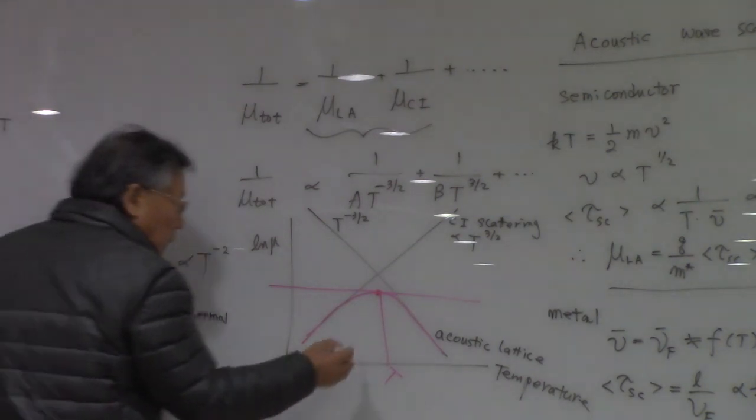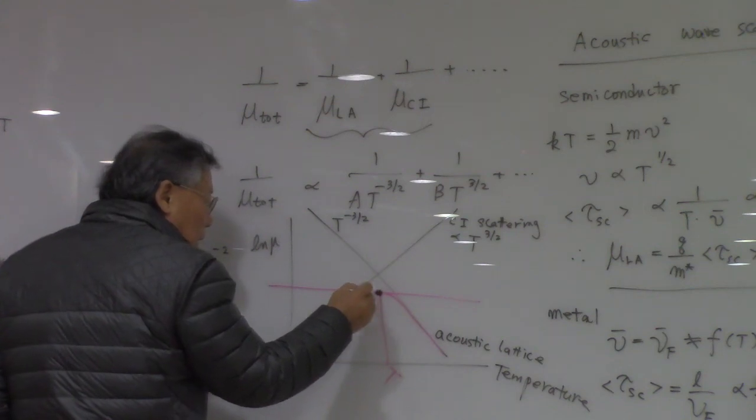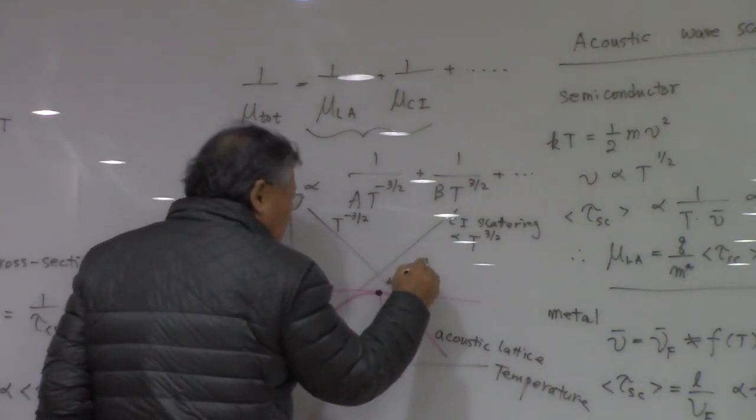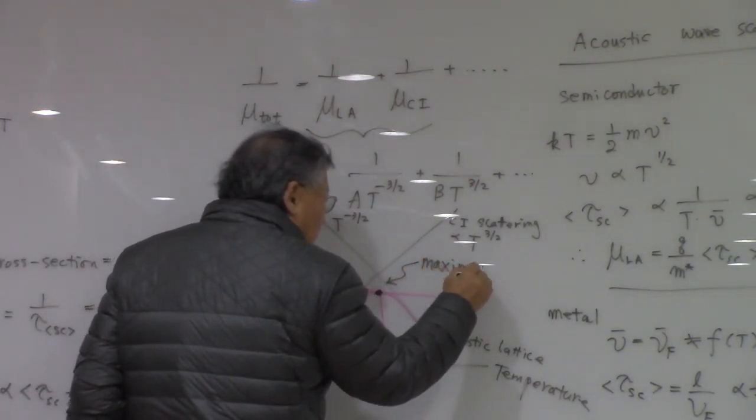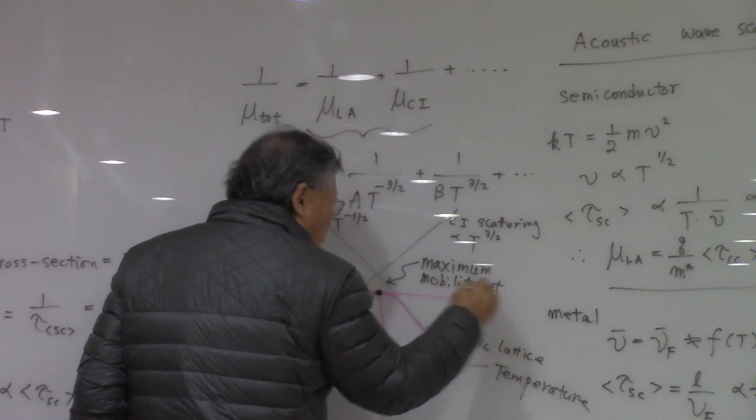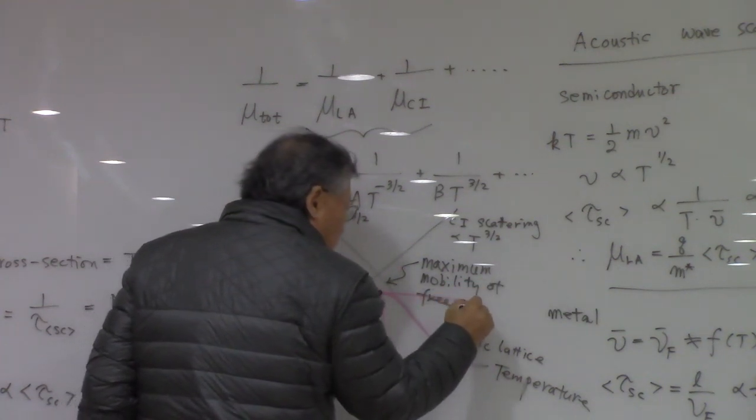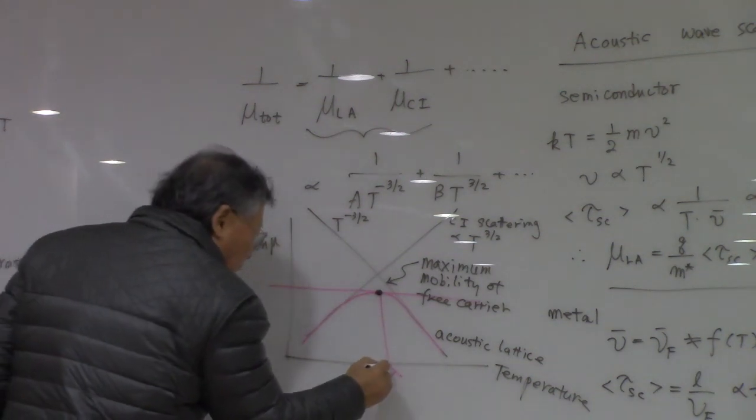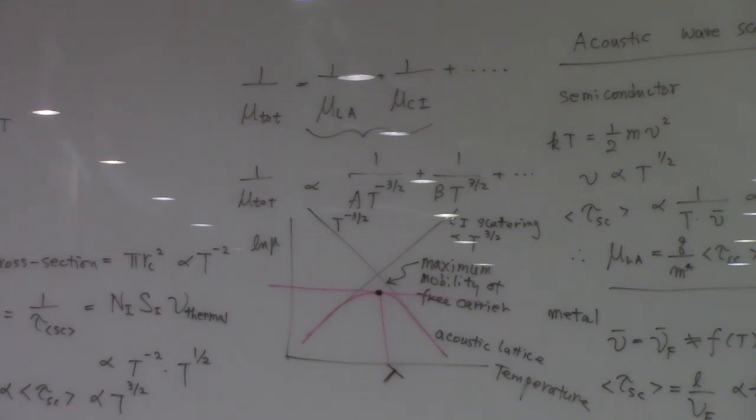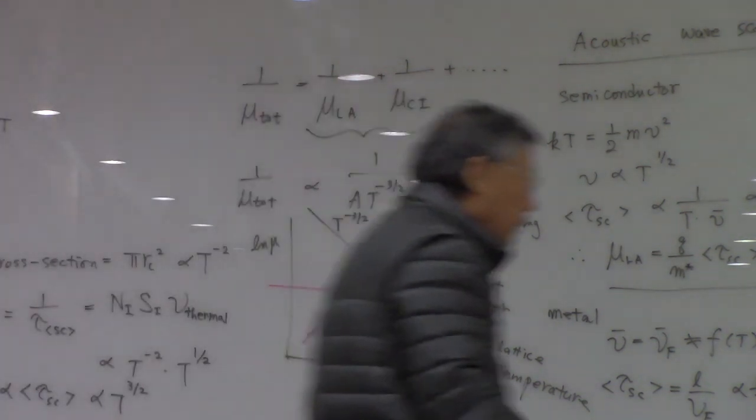So this is the amazing thing, actually. With this analysis, in any material, you're going to have a temperature which shows the maximum mobilities of free carriers. So you have to notice that there is a temperature which makes the free carriers most mobile, okay?